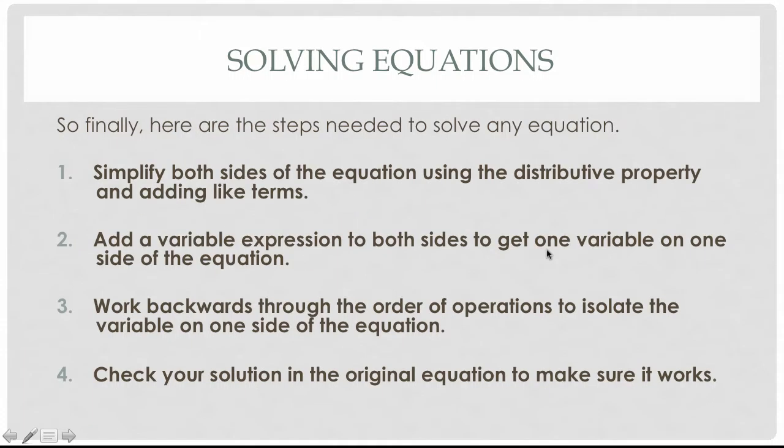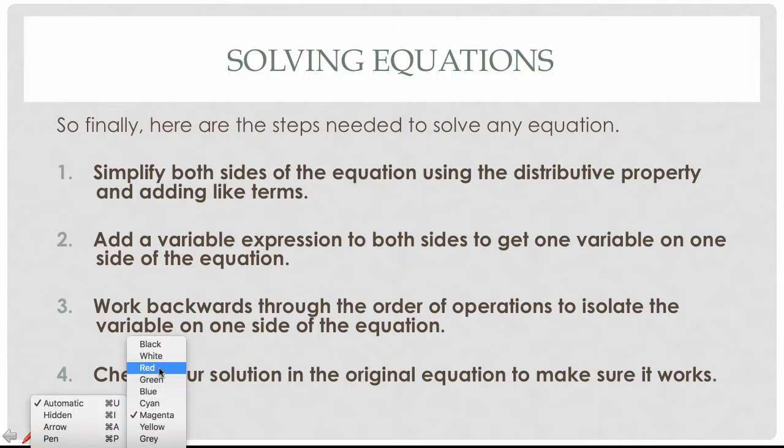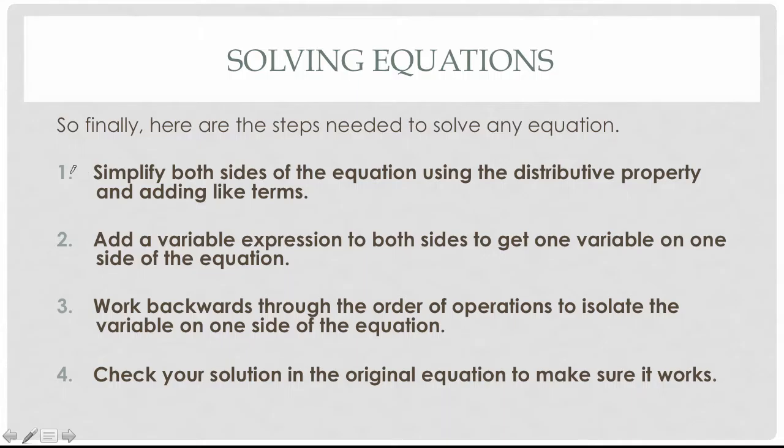All right, so this week, make sure you practice this. I have some good examples on the paper pencil problems. Simplify both sides of the equation first. Use the distributive property. Add together like terms. Make sure you have one variable on one side of the equation. Subtract them off if you need to. And then work backwards and solve the problem using what we did with our two-step equations.